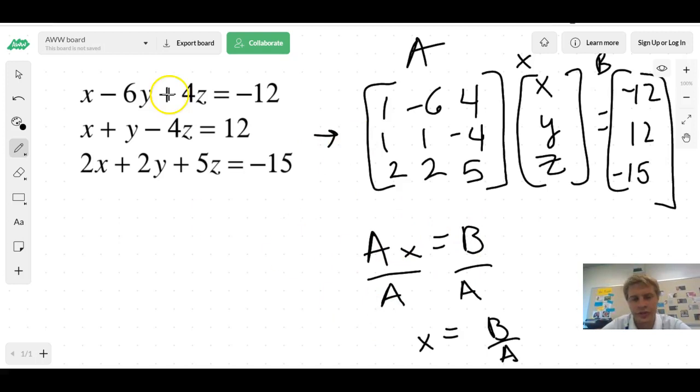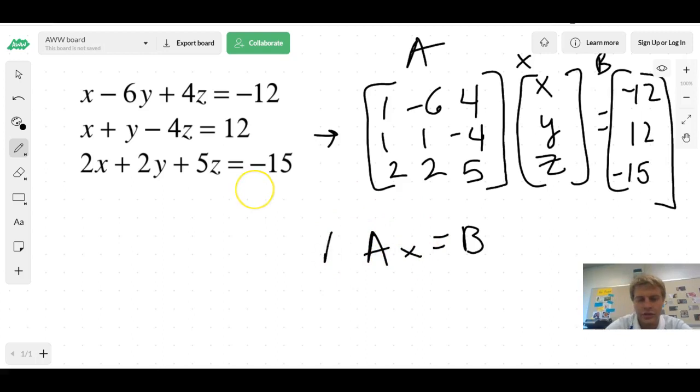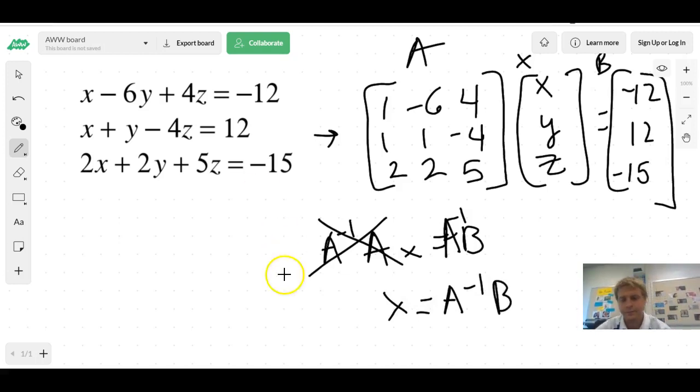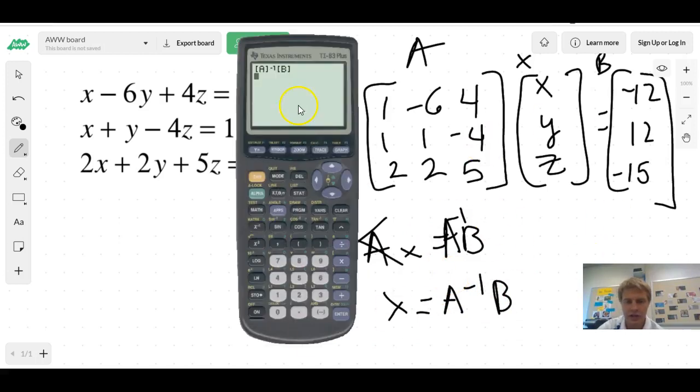Now, unfortunately, matrices don't have division. So what we're going to have to do is undo this A by doing something called an inverse. So we're going to take the inverse of both sides. That will cancel out that A. So I'm going to have x equals A inverse B. And if we do this, we will get our answer. So we're going to take this out and try to do this on our calculator.